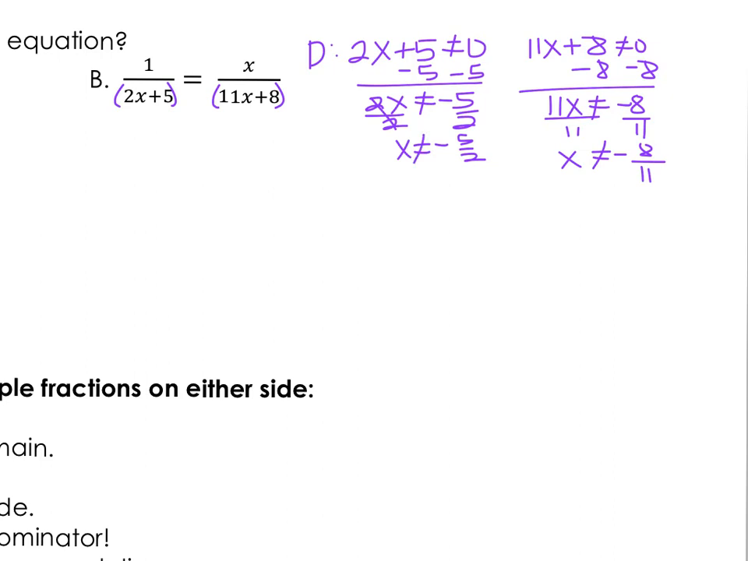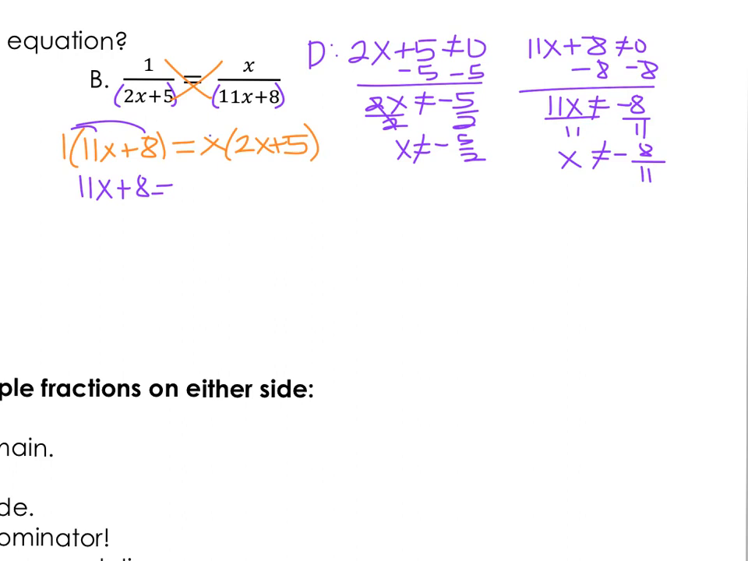If we cross multiply in step 3, I'm going to take 1 times (11x plus 8). It's always nice when there's a 1 involved because it really doesn't change much. And on the right, we have x times (2x plus 5). From here, 1 times (11x plus 8) is just 11x plus 8. That's awesome. But watch what happens here.